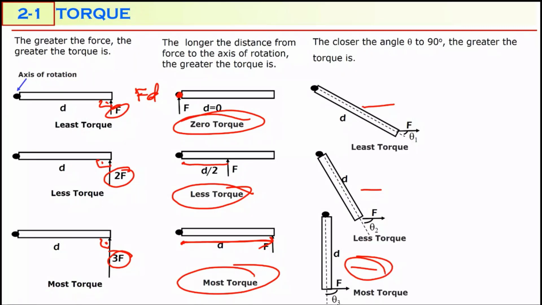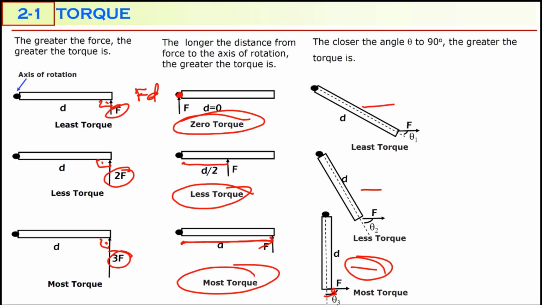So least torque is in the first one because the angle is much smaller, closer to zero. I mean, if you compare the second and third. But the third one, if you make it 90, it's the maximum torque, because sine 90 is 1. The sine function gets its maximum number, 1.